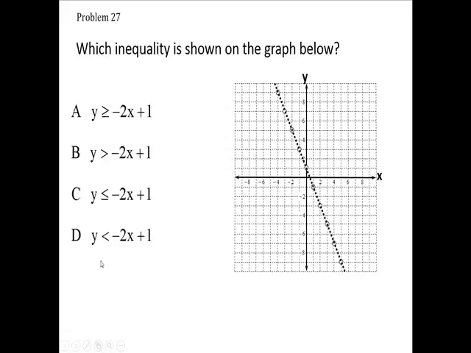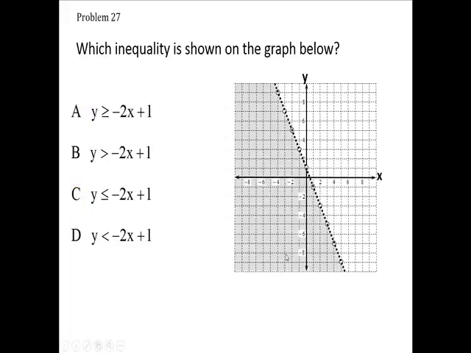You have to pick B or D. B or D is our answer because you have a dashed line. The line is not solid. All right, so we just eliminated half our answers. We have to pick B or D.